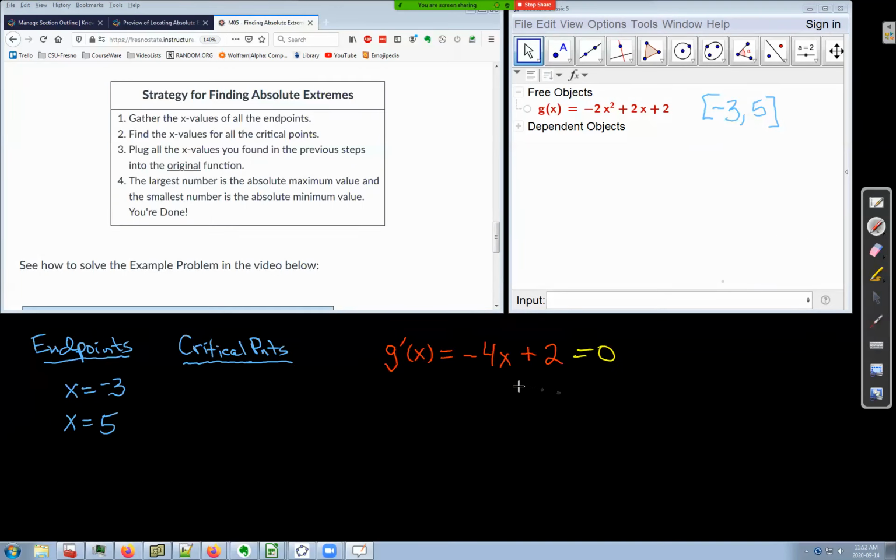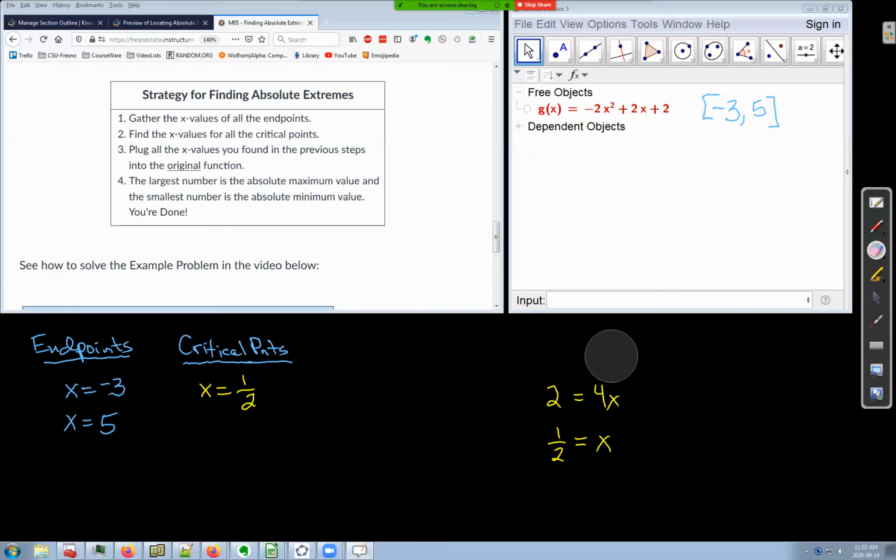So I need to figure out when this is equal to 0. That means that 2 is equal to 4x, and that means that x is equal to 1/2. So we have one critical point, and that critical point is x equals 1/2. Again, the critical points were numbers that made the derivative either 0 or made the derivative not exist, and 1/2 makes the derivative 0. So that's my critical point. We've done the hard part, and now it's the easy part.